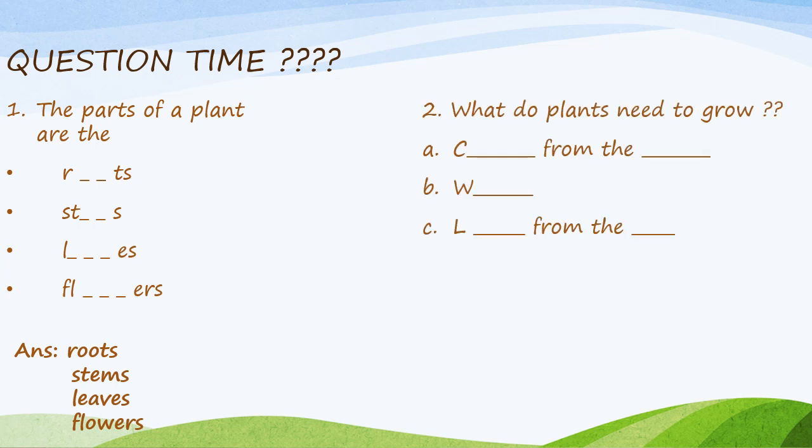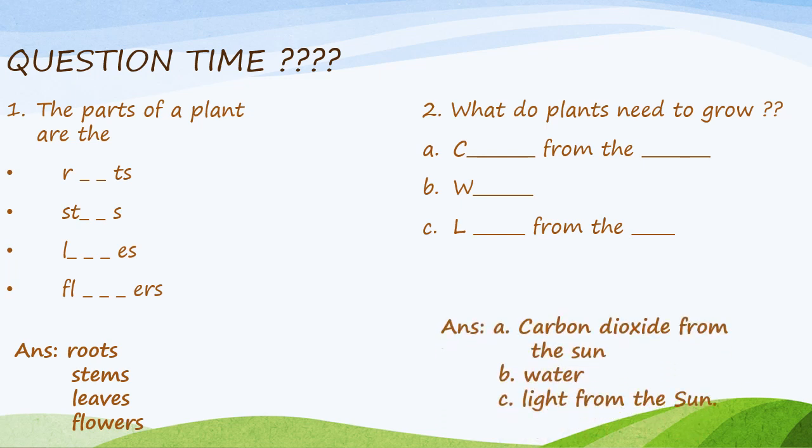Second question, what do plants need to grow? A. C blank from the blank. B. W blank. C. L blank from the blank. Answer: carbon dioxide from the air, water, and light from the sun. These are the things which plants need to grow. Now let us move on to the third question.